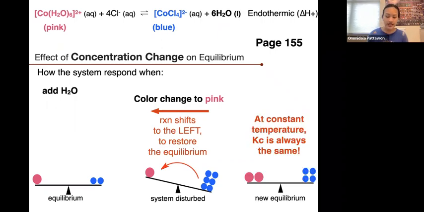Again, the Kc value before the disturbance and after the disturbance are going to be the same.